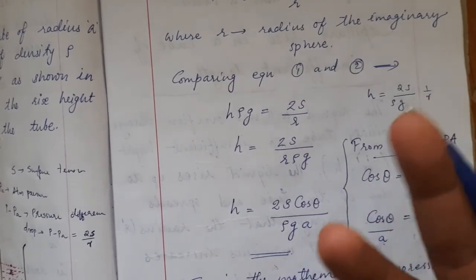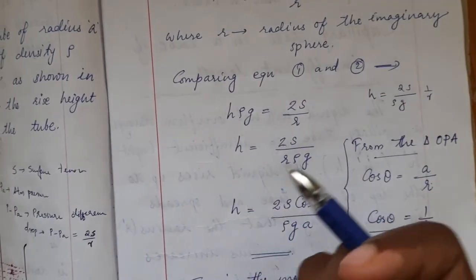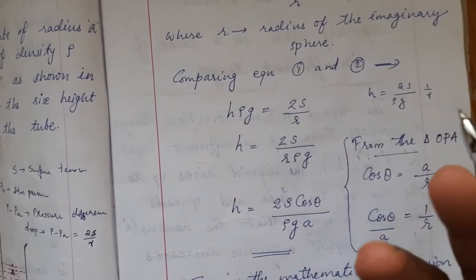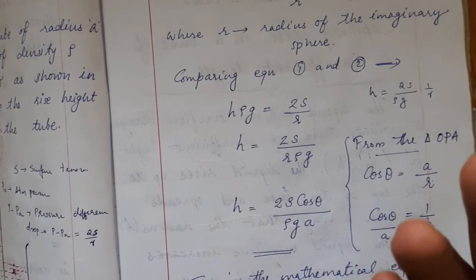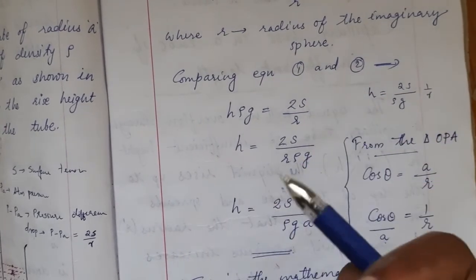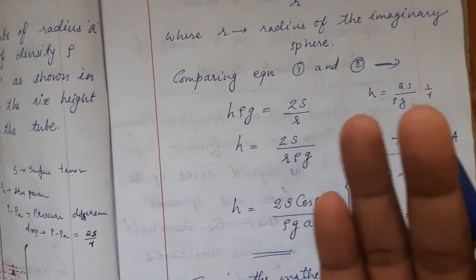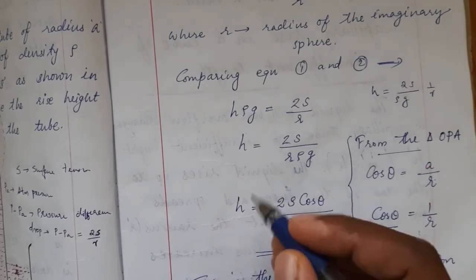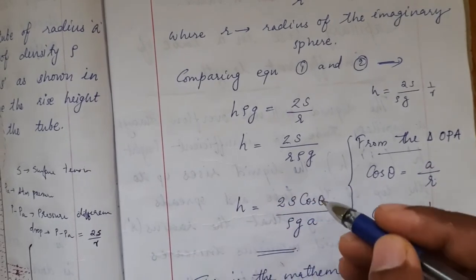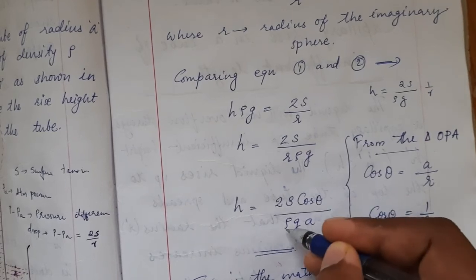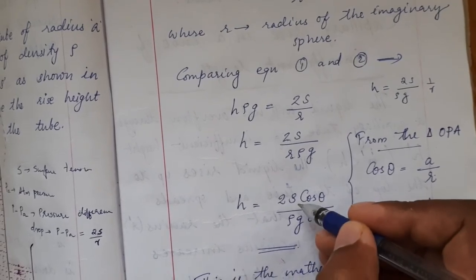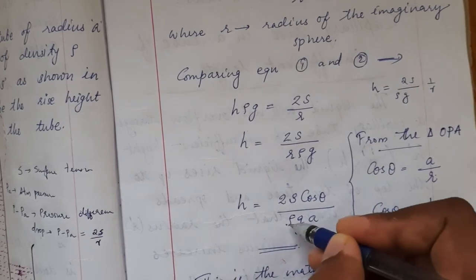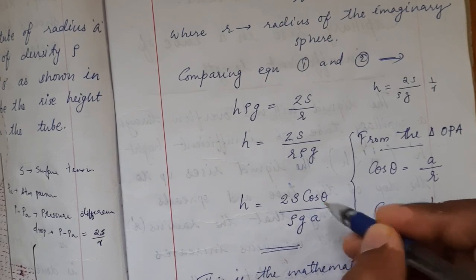Capillary action can be found very easily in our day-to-day life. Even the branches of trees take water using this capillarity. Water rises up through the stem of the tree in this way. So the height of the capillary rise in a capillary tube is given by 2S cos theta by rho g a, where S is the surface tension of the liquid, rho is the density of the liquid, and a is the radius of this capillary tube.